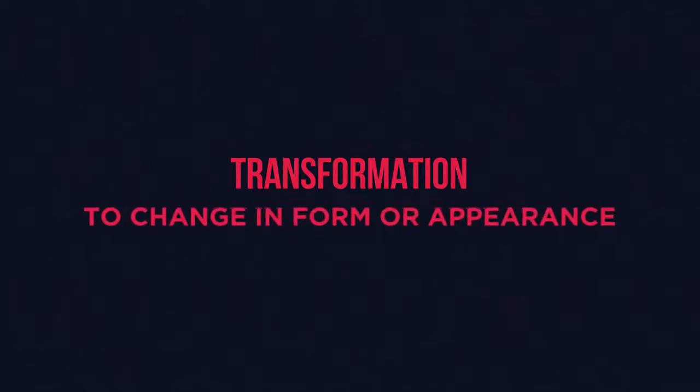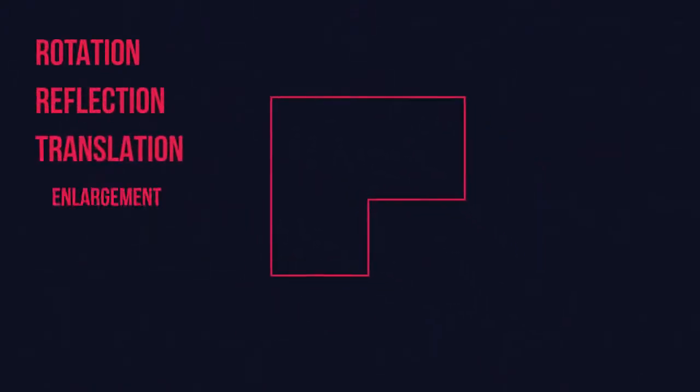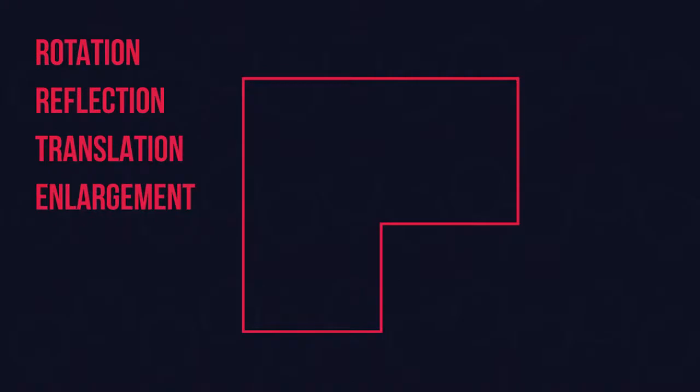What do you think the word transformation means? It means to change in form or appearance, which is actually pretty much what it also means in maths. When a shape is transformed, its appearance changes. It can be rotated, reflected, translated, or enlarged. In maths, we learn about these 4 different types of transformation.